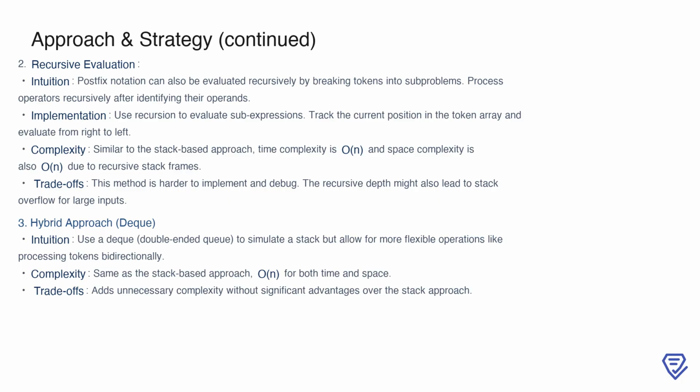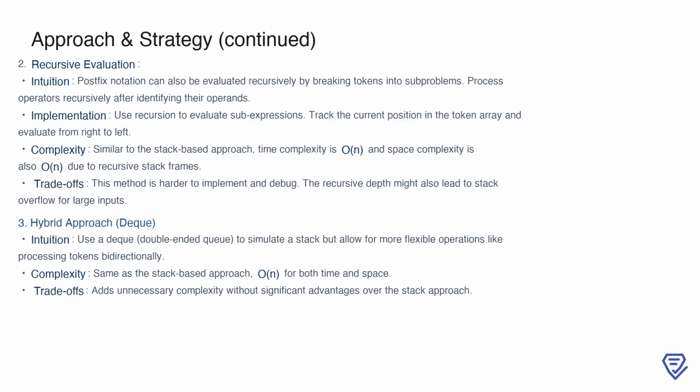Another approach is recursive evaluation. This method leverages the structure of RPN by breaking it down into smaller subproblems. The idea is to process operators recursively, identifying their operands and solving from right to left. This approach allows us to evaluate the expression in a divide and conquer manner. However, while the time complexity remains O(n), and the space complexity is also O(n), due to the recursive stack frames, this method introduces additional challenges. It's harder to implement and debug, and for very large inputs, the recursive depth could lead to stack overflow errors.